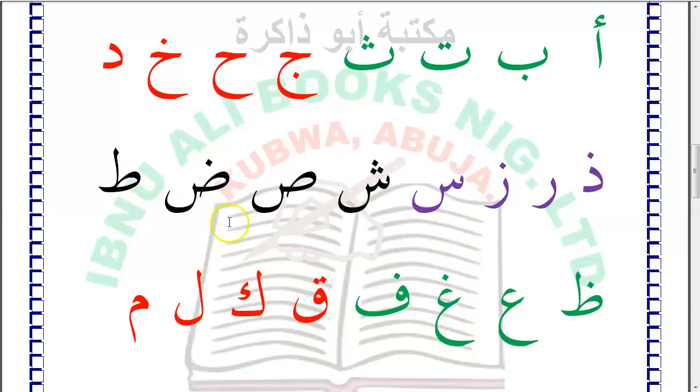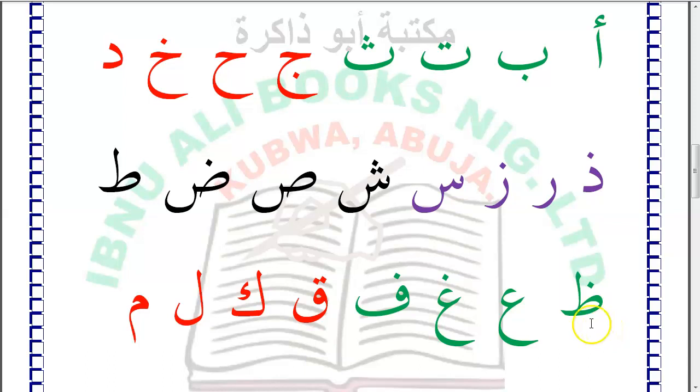Then we have ta'un and za'un. Ta'un and za'un share the same shape. However, ta'un has no dots, but za'un has 1 dot written on top of it.